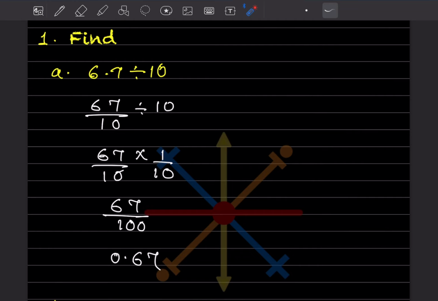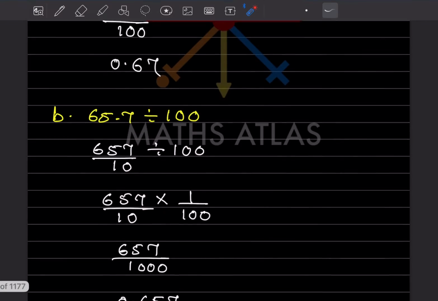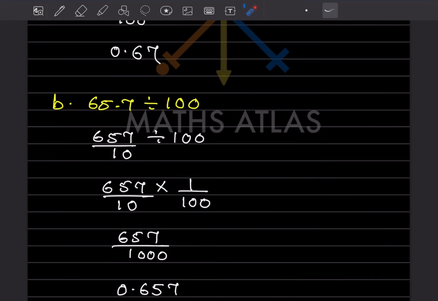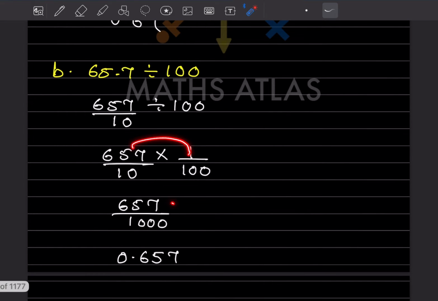Now you can see there are two zeros, so you will write 67 and go backwards 2 and put a decimal, so that will be 0.67. Same here, 657, because after the decimal there is one number, so you are going to divide it by 10. If two numbers, you divide by 100, three numbers, you divide by 1000, and so on. This is the same. We keep this the same, but we change this division to multiplication, so this becomes the reciprocal, that will be 1 by 100. So now this will be 657.